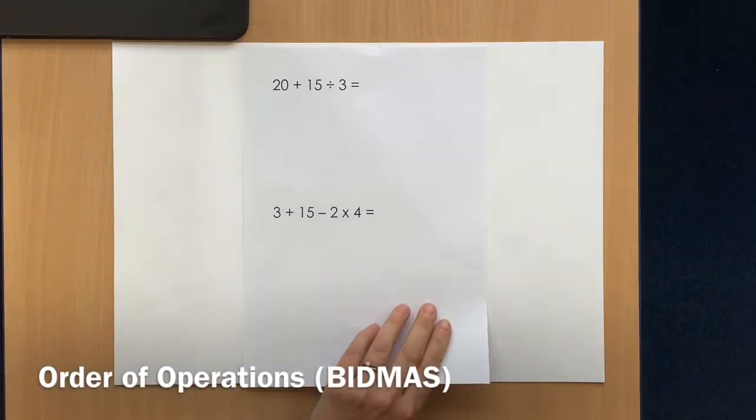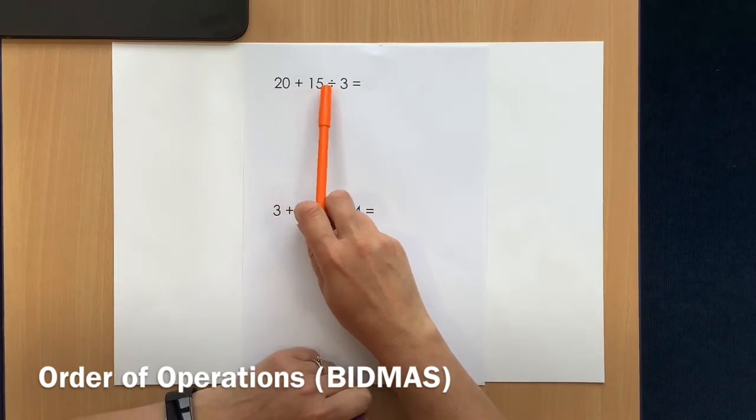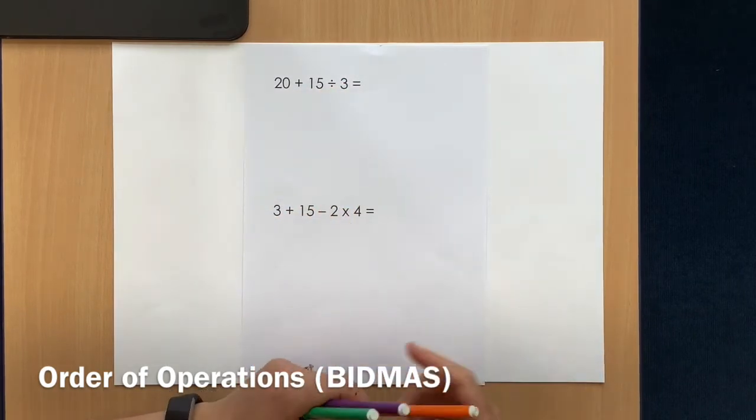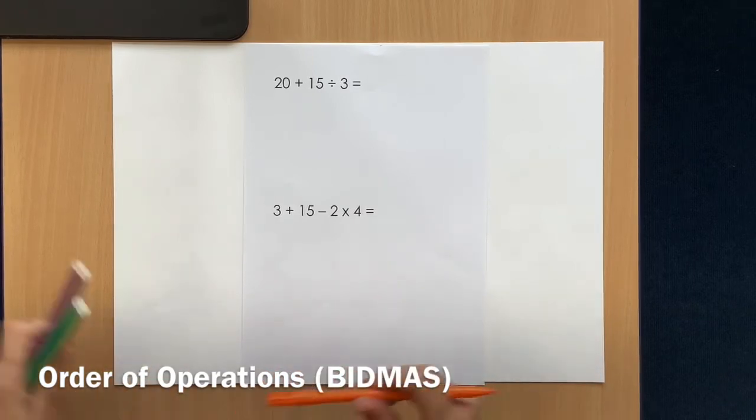So let's have a look. Let's look at number 1. So number 1, we've been given the number sentence, 20 add 15 divided by 3. Well, first of all, this is one of the ones that we've just worked out together. So I'm just going to rewrite on here what we did.